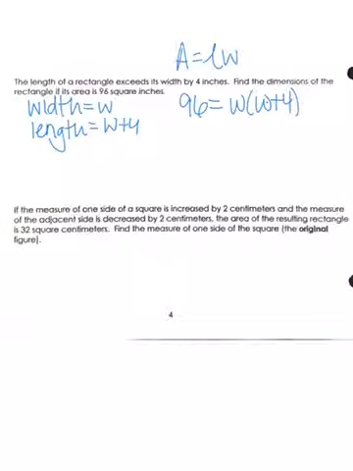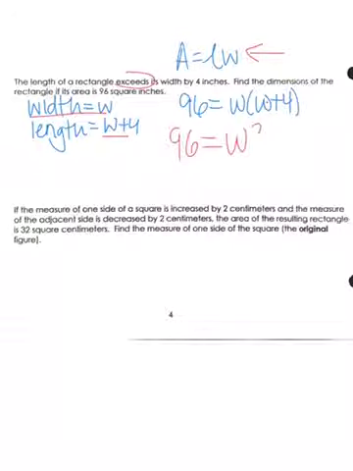Jumping down to problem number 7, if we know that the length of a rectangle exceeds its width by 4 inches, we don't know what the width is, so I'm going to call that W. If we're exceeding the width by 4 inches, that means I need to add 4 to W, or to the width, to get my length. We know the formula for area of a rectangle is the length times the width, so I can take those two values, W and W plus 4, and multiply them together to get them equal to the area.